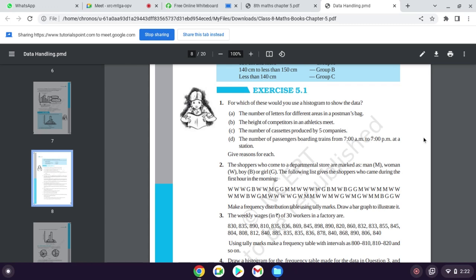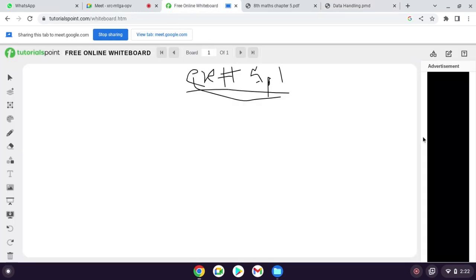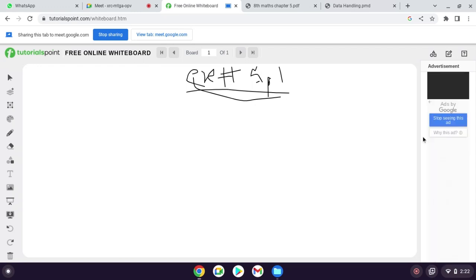And in D, the number of passengers boarding trains from 7 a.m. to 7 p.m., we can tell specific kinds of numbers. For example, 0 to 10 people, 10 to 20 people, 20 to 30, 30 to 40, 40 to 50, or 50 to 60, and then 100, maybe more than 100. We can make class intervals.